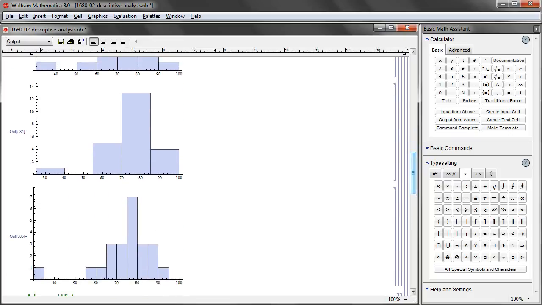Third picture, this one is given by class interval width of 5. Between 95 and 100, 0. Between 90 and 95, 1, and so on and so forth.